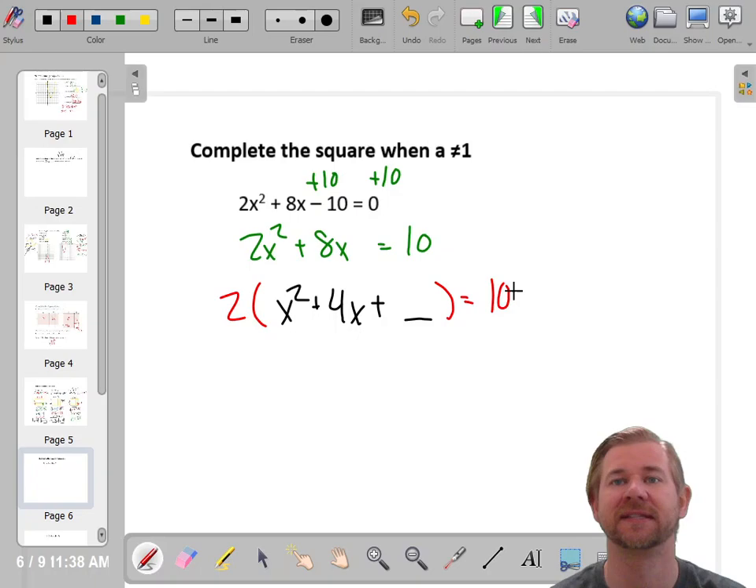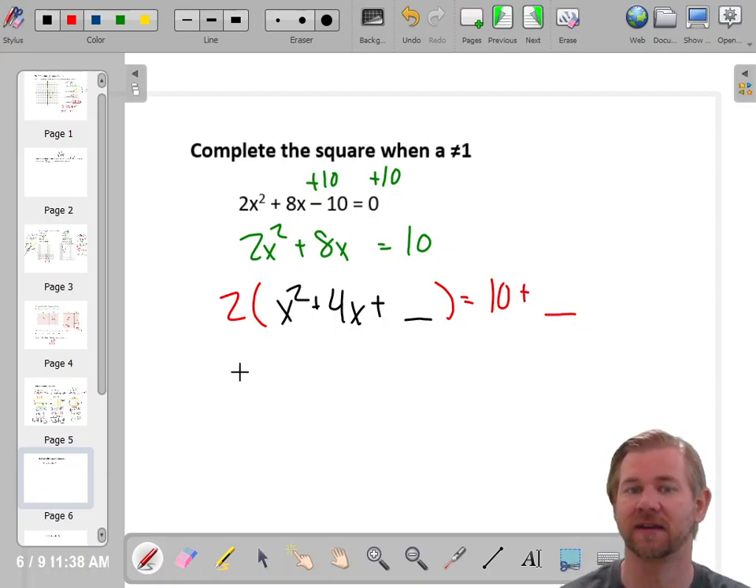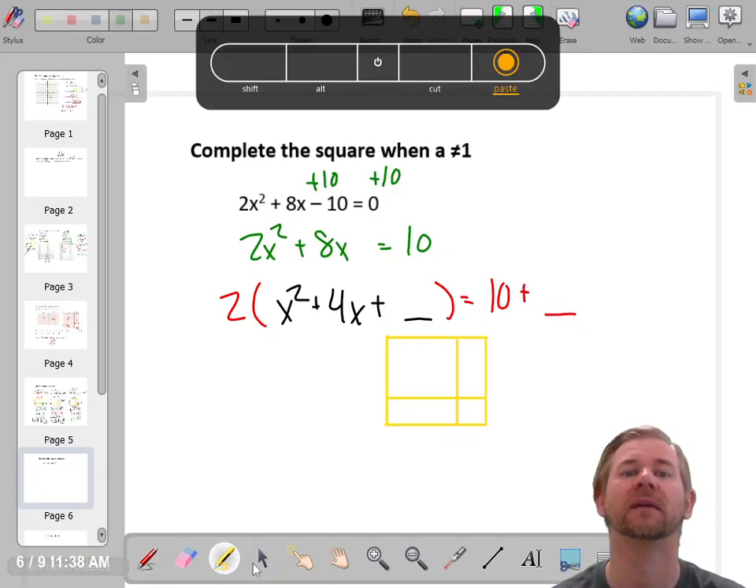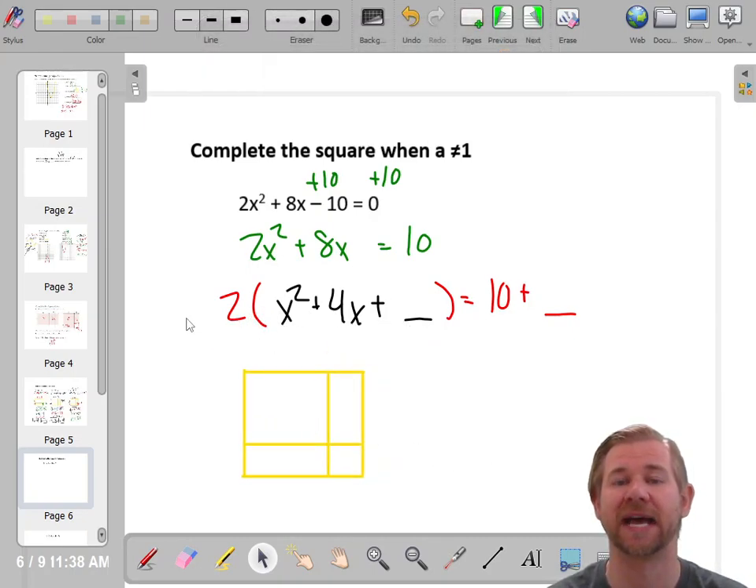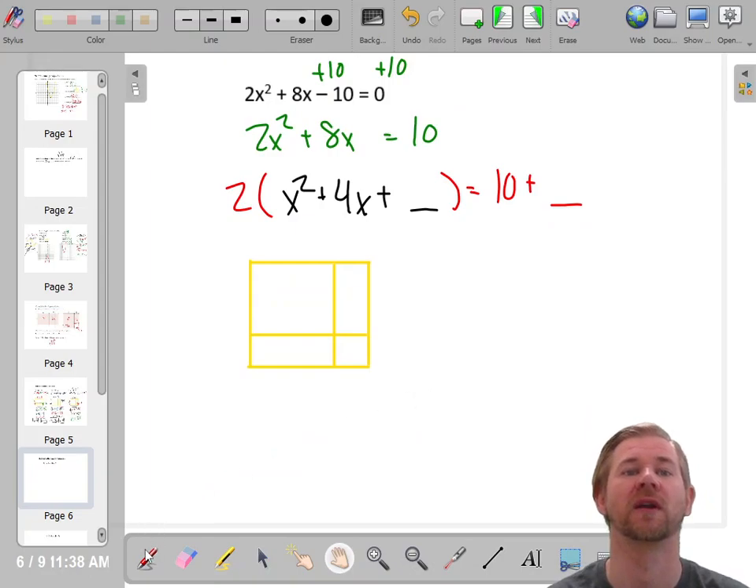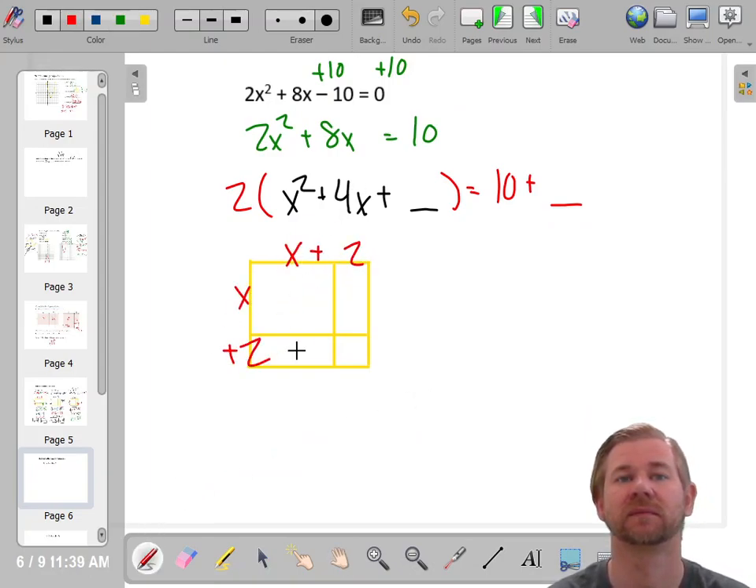And then on the right side, I'm going to say 10 plus something. This is going to be a little weird. Okay, so here we go. We're focusing on just what's in black. I'm ignoring that 2 for this first part. X plus half of 4 is 2. So what am I going to add? 2 times 2 is 4. I'm going to add 4.